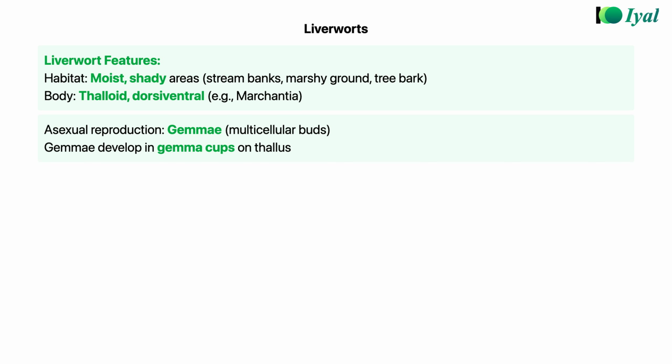Liverworts have a neat method of asexual reproduction using structures called gemmae. Gemmae are green, multicellular asexual buds that develop in small receptacles called gemma cups located right on the thallus. These gemmae can detach from the parent body and germinate to form new individuals. It's a very efficient form of vegetative propagation.